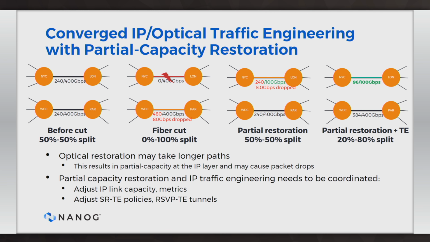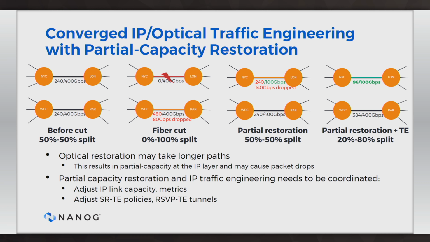But the answer is easy. If you just run traffic engineering afterwards, you would realize that the capacity is now much less. You have to actually do an unequal split between these two links. You put 96 gigabits per second on the first link and 384 on the other one, and you're not dropping packets anymore.